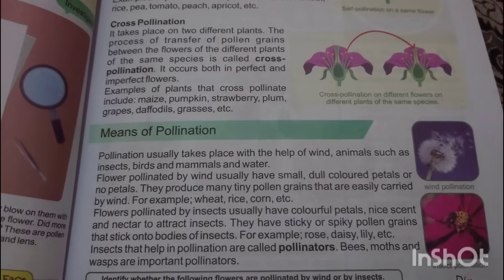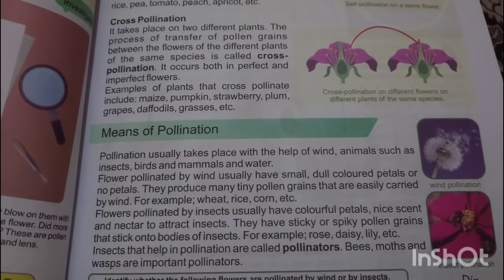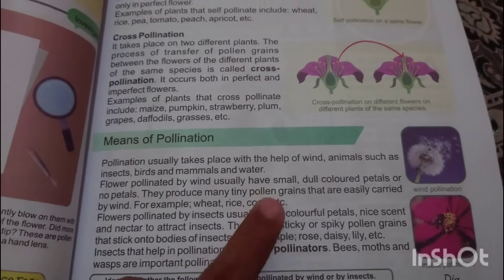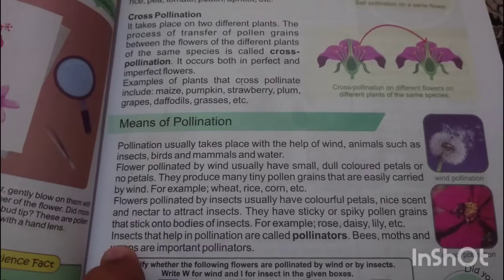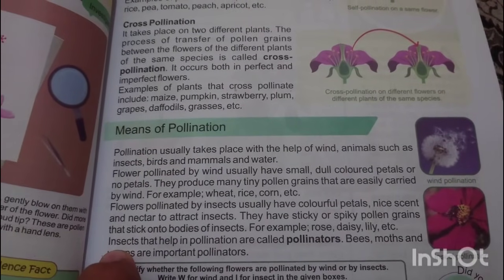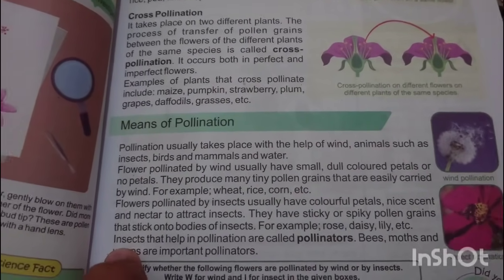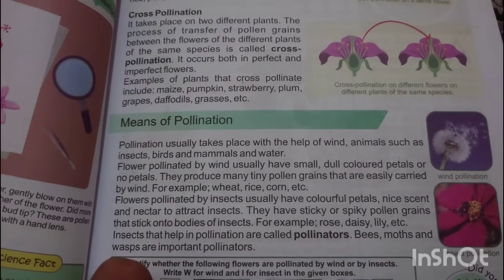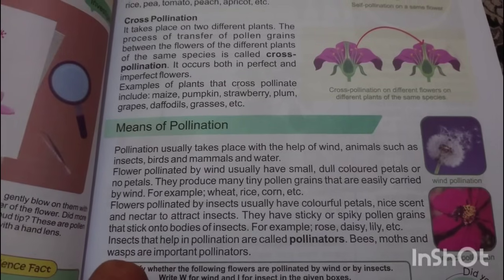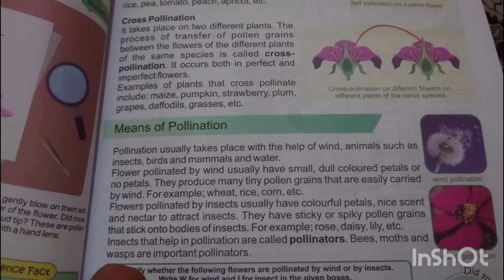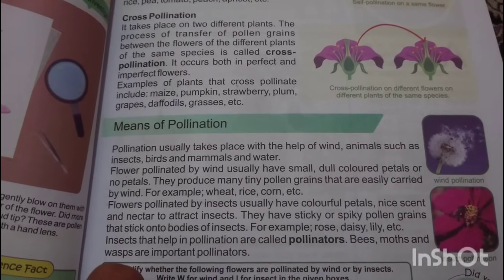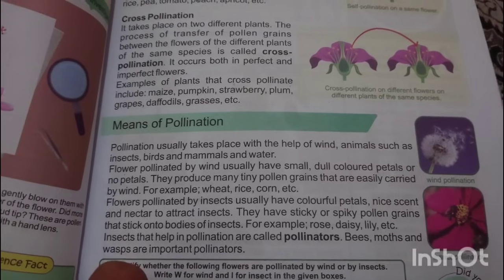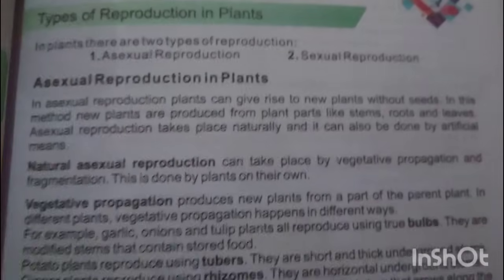Petals or no petals. They produce lightweight pollen grains that are easily carried by wind, for example wheat, rice, corn, etc. Flowers pollinated by insects usually have colorful petals, a nice scent and nectar to attract insects. They have sticky or spiky pollen grains that stick on the body of insects, for example Australian lily, etc. Insects that help in pollination are called pollinators. Bees, moths, and wasps are important pollinators.